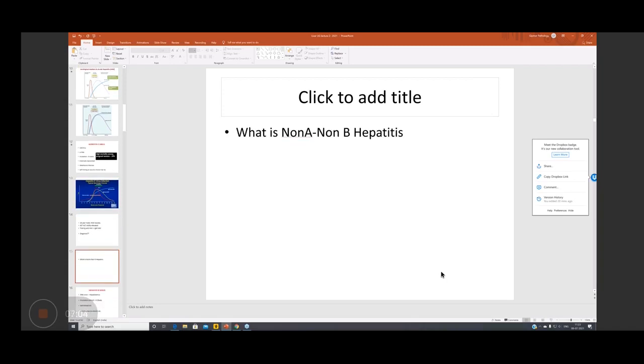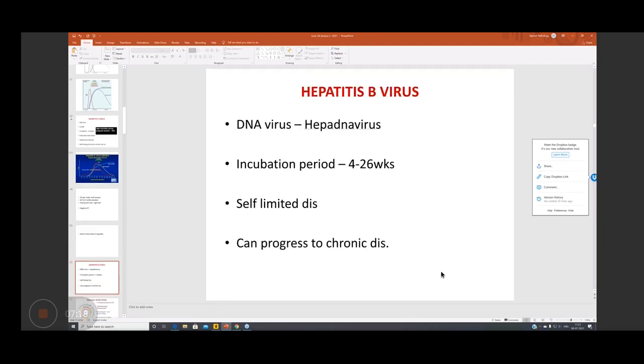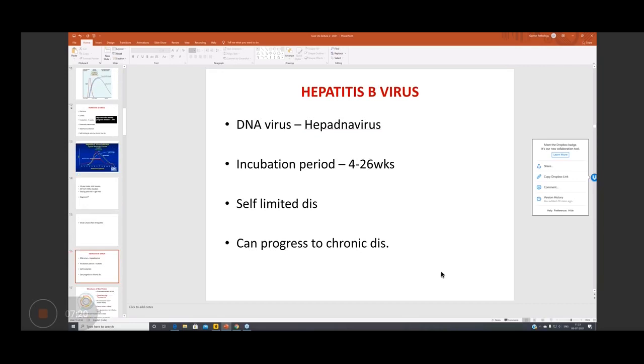I just told you in the beginning of the lecture, quickly type in, non-A, non-B hepatitis. Non-A, non-B hepatitis. It is a serum hepatitis. It is type C. Very good. This is hepatitis C. So, hepatitis B virus, let's first look at B before we go to non-A, non-B.